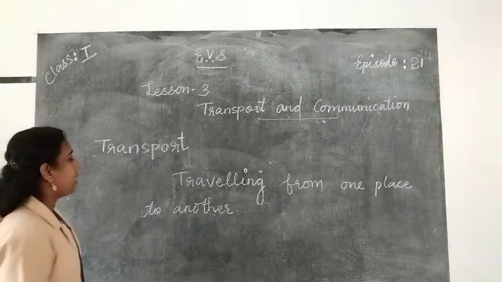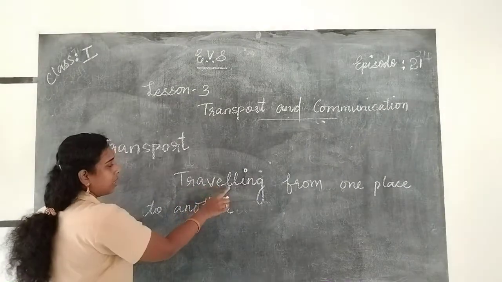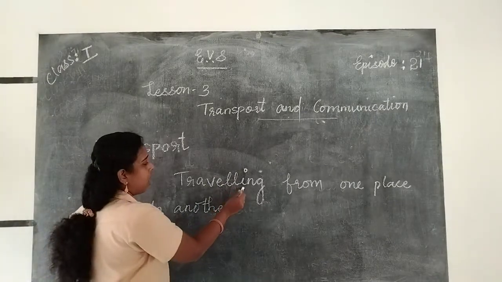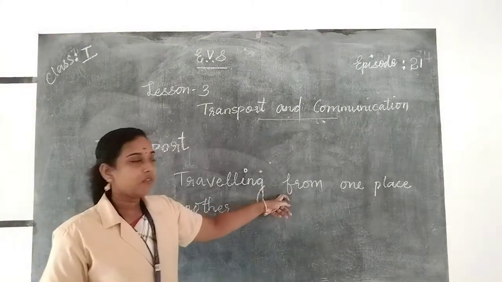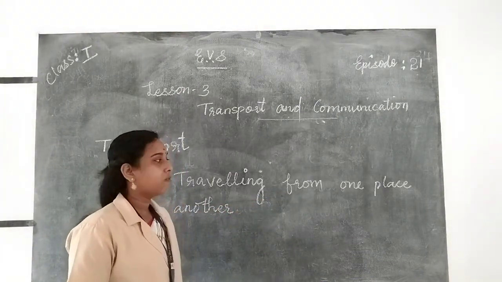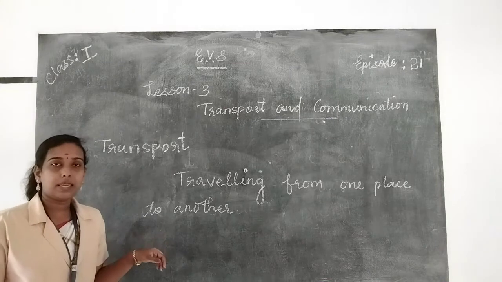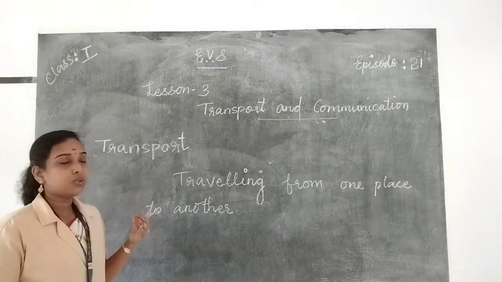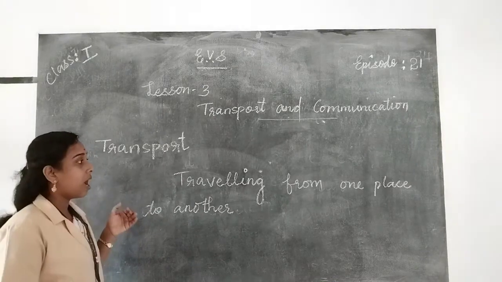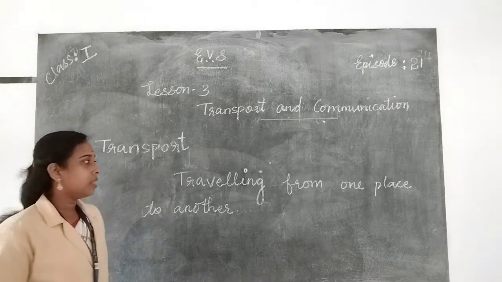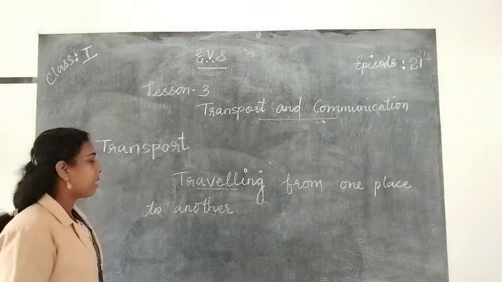Okay, so traveling, from one place to another. Okay, so traveling from one place to another. So you write the spelling of traveling 10 times also in your classboard. Traveling from one place to another.